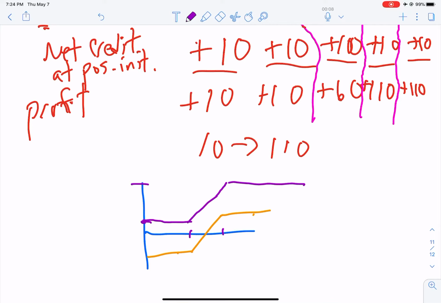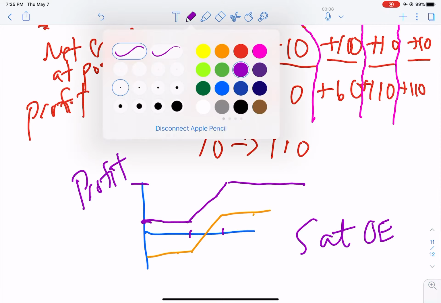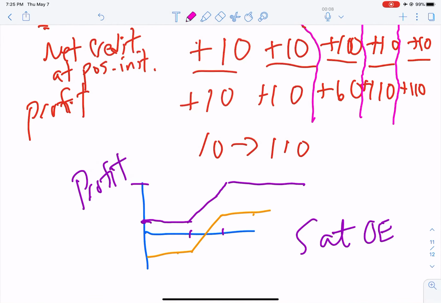So you see it, the purple profit diagram is everywhere in the first quadrant, and the first quadrant is positive profits. Remember, we have profit on the vertical axis and stock price at option expiration on the horizontal axis. Okay, so this is an illustration. This purple line is an illustration of the current circumstance.